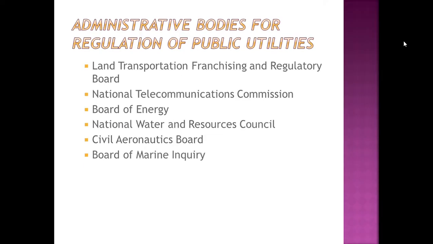Now, second group, administrative bodies for regulation of public utilities. We have the Land Transportation Franchising and Regulatory Board. This is the administrative body which concerns with giving of franchises to public utilities like buses and public utility vehicles. We have public utility buses, we have public utility vans, and other public utility vehicles in cities or municipalities. You have the tricycles. But when it comes to buses and vans, you have the Land Transportation Franchising and Regulatory Board.